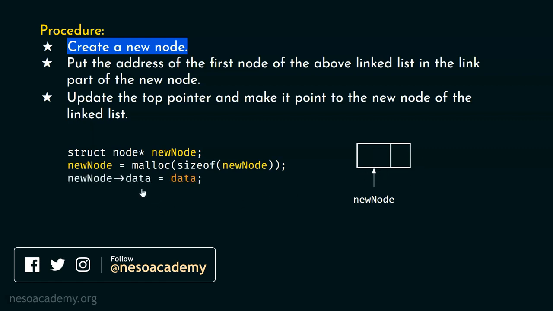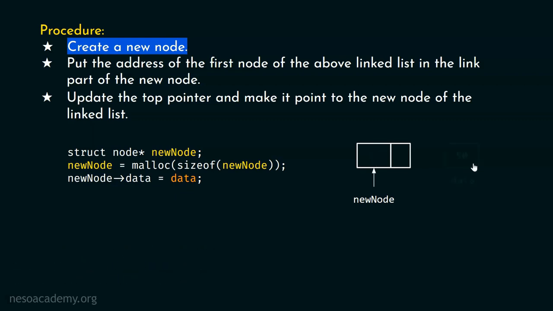Now, it is important to update the data part of this node, right? Let us suppose that data is 50. We want to add this new node in front of the linked list and data must be 50. So here I'm assigning this data, that is 50, to new node data, which means I'll simply put 50 over here. After this, it is important to update the link part of this node. Currently it must be null, right? So here we'll put null. I'm representing null with this shaded region.